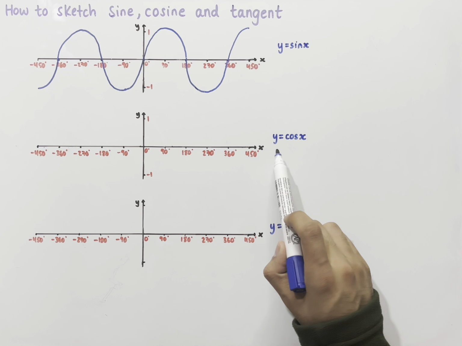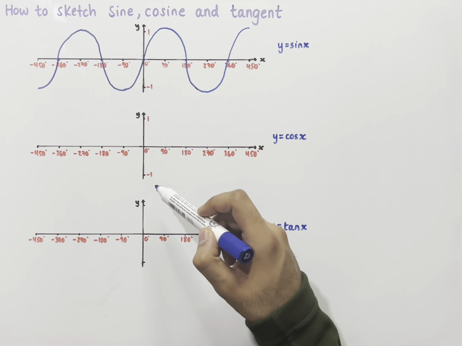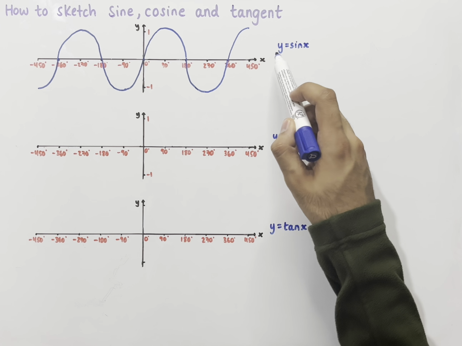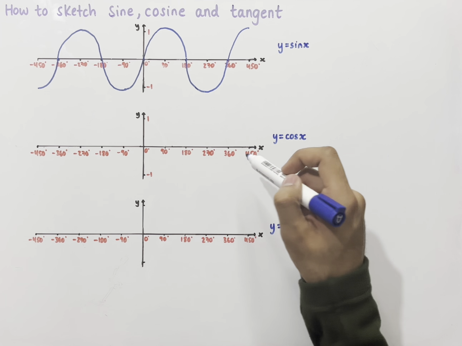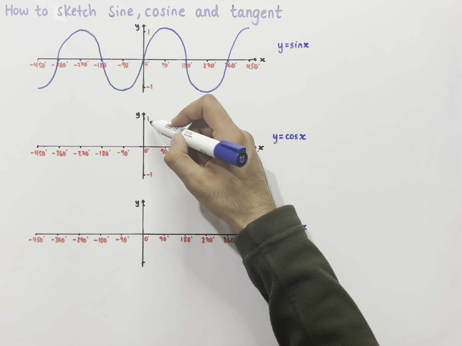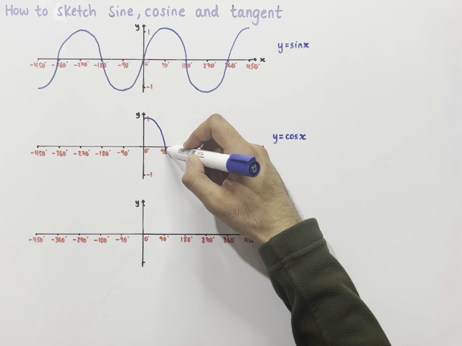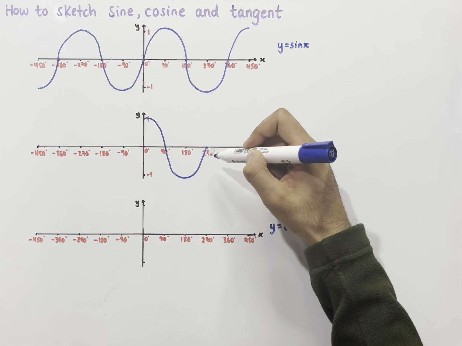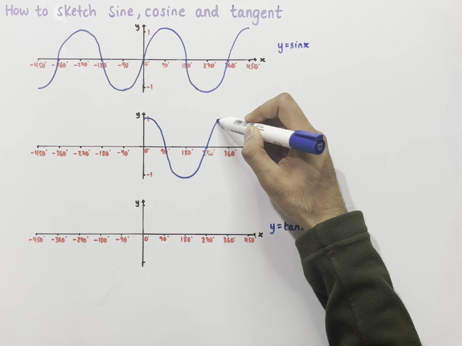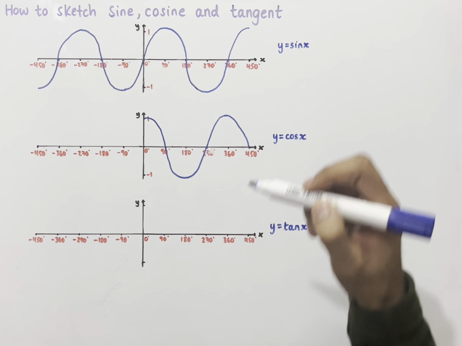Now let's look at y equals cos of x. So this has a maximum value of 1 and a minimum value of minus 1, just like y equals sine of x. However, this graph starts at 1 when x equals 0. So starting at 1, the graph goes down at 90 degrees. It then goes down to minus 1 at 180 degrees, then goes back up at 270 degrees, then goes up to 1 at 360 degrees, then goes back down at 450 degrees.